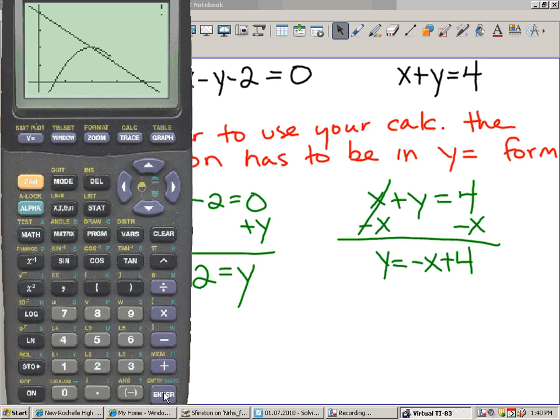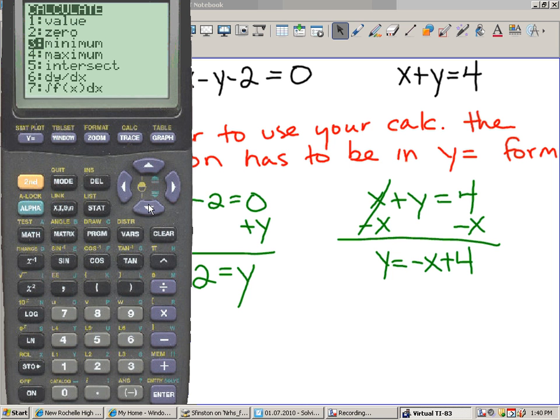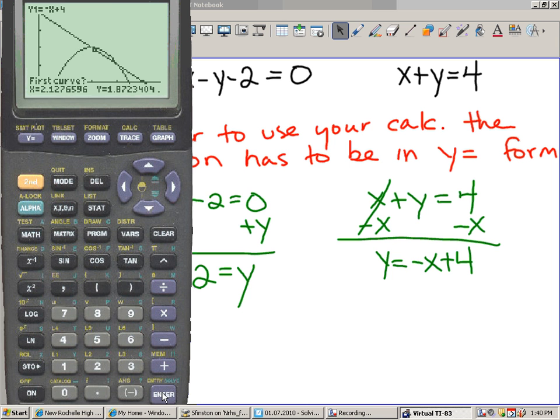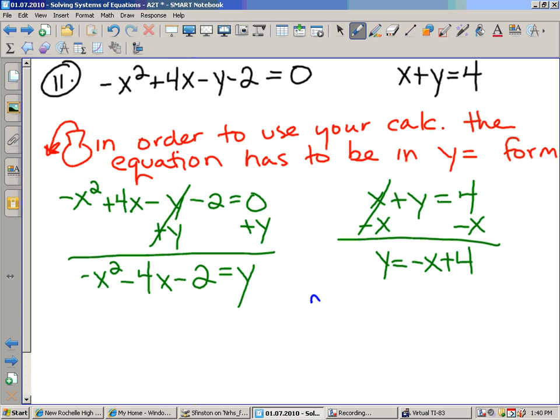So you see it now? And it hits twice. Do me a favor now. Use the exact same techniques that I taught you to find the intersection using your own calculators. Second trace, intersect. You go over near the point you want. You hit enter 3 times. One of the points of intersection is 2, 2. What's the other point of intersection?